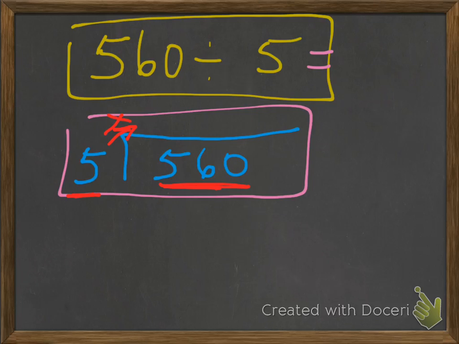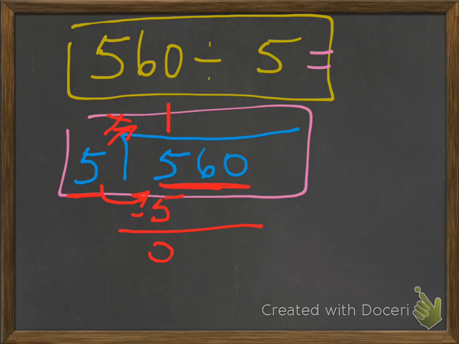So let's take a look at the first one here. How many times is 5 going into 5? Or in other words, 5 times what gives you 5 or close to 5? Well, we know that 1 times 5 is 5. So we're going to subtract. 5 minus 5 is 0. So that's the first step.